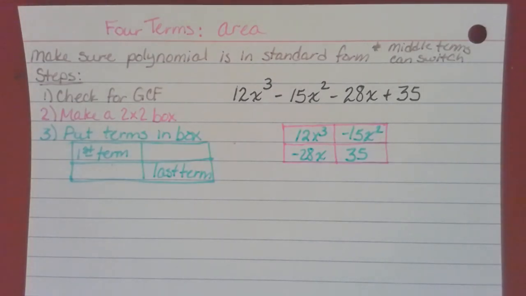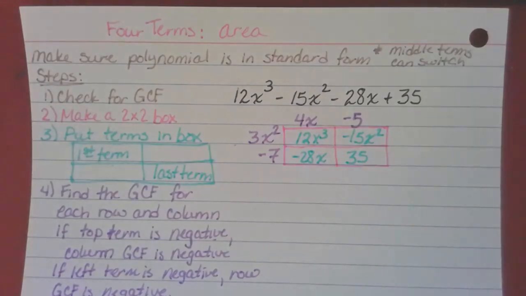Now, the 2 terms that are important as to where they go: the first term has to go in the upper left corner, and the last term has to go in the lower right corner. The middle terms are just going to be in the middle boxes. It doesn't matter which order they are. They're just going to be in that diagonal.